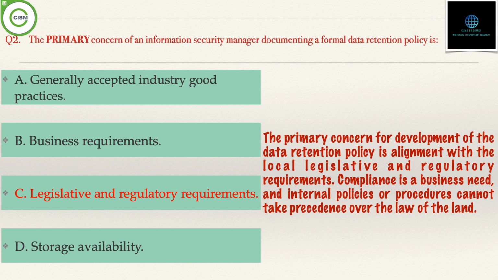Similarly, moving to option B, which is also incorrect, that is business requirement, because the business requirements are a concern for formulating data retention policies and will have to be compliant with the requirements of the law of the land. Understood? Moving to option D, that is storage availability. Friends, this option is also incorrect because storage is an irrelevant consideration when developing a data retention policy, as necessary provision must be made as needed, right? That's why option C is correct.